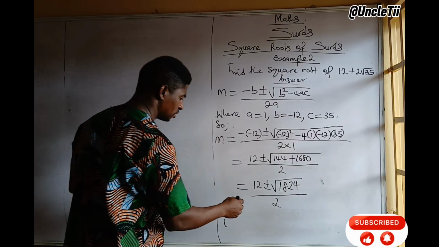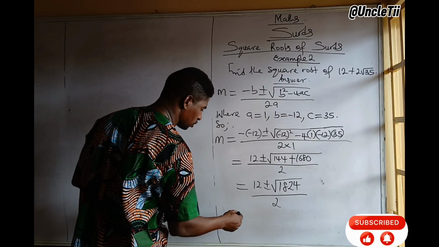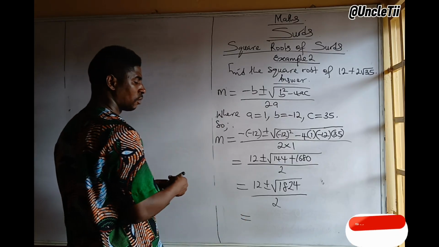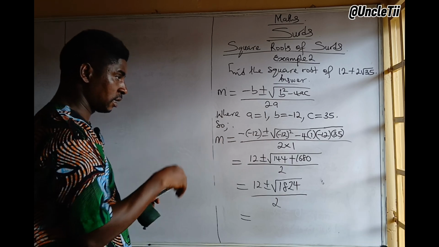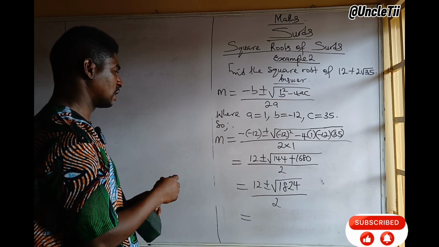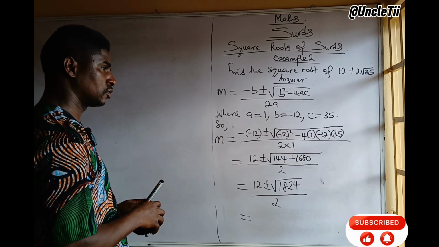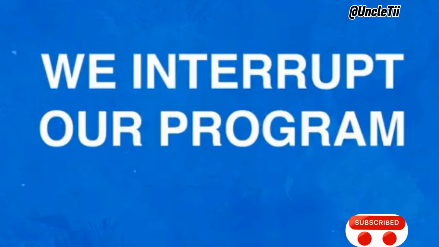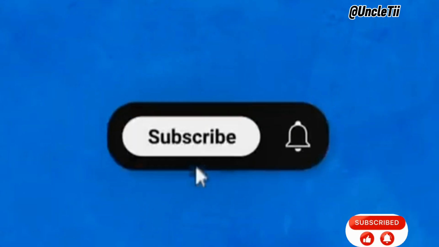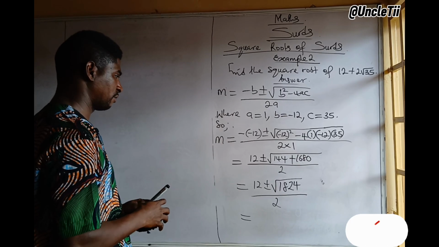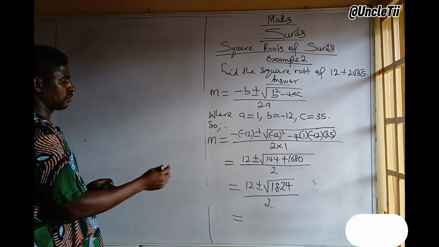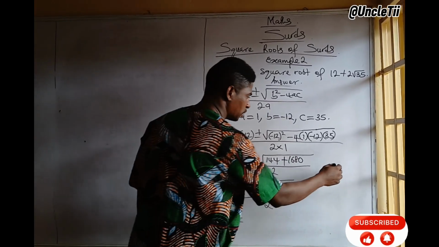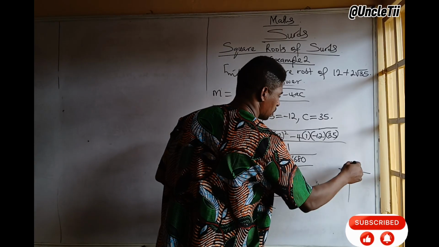Then the question that we should ask is, what is the square root of 1824? Now let's use the table of value. Let's revise the table of value to do it somewhere around here.